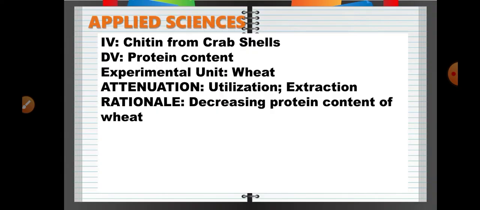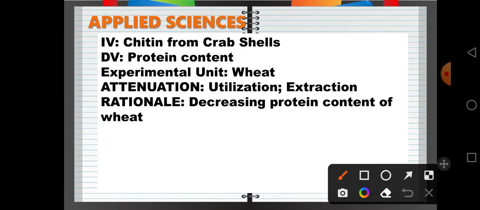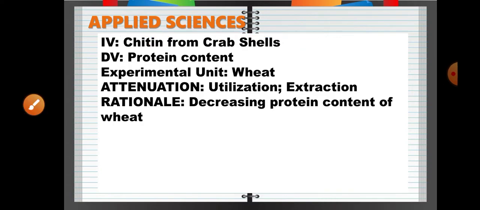Okay? Next, we have here a study under applied sciences again. So we have chitin from crab shells. So chitin is actually a protein found in crab shells and other, let's say, mollusks and crustaceans. Okay, and our dependent variable is the protein content.